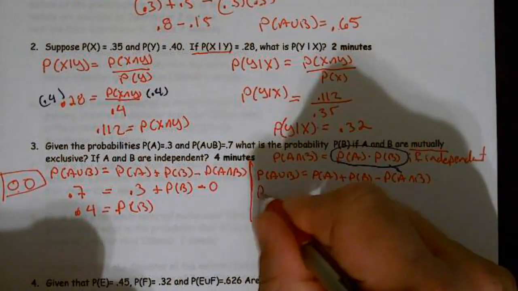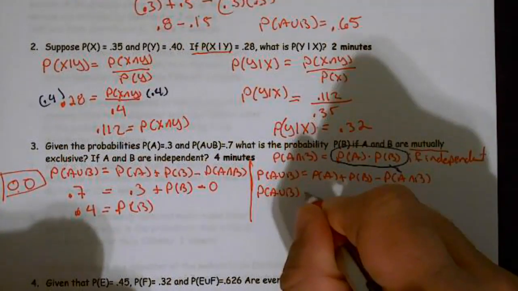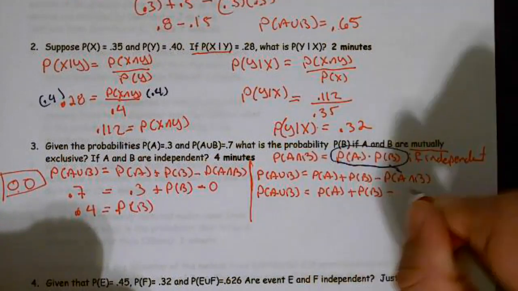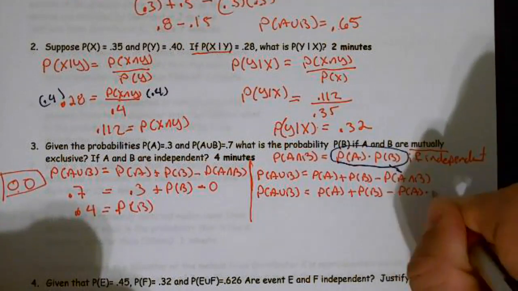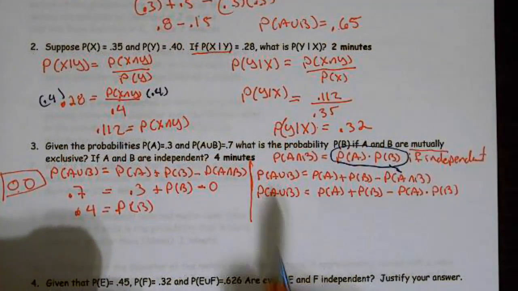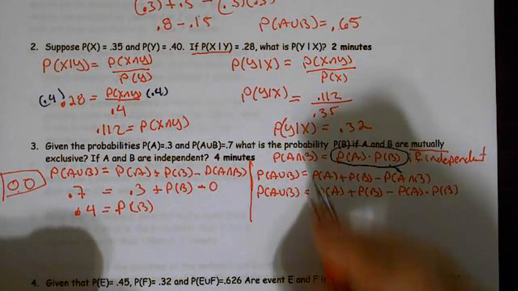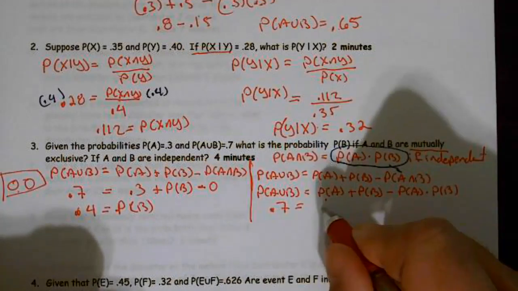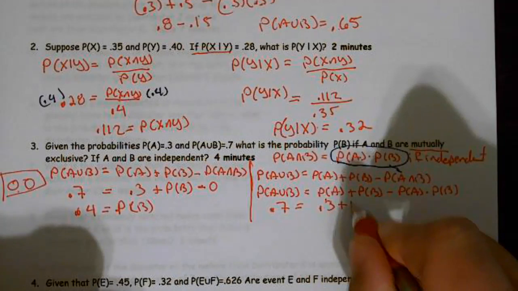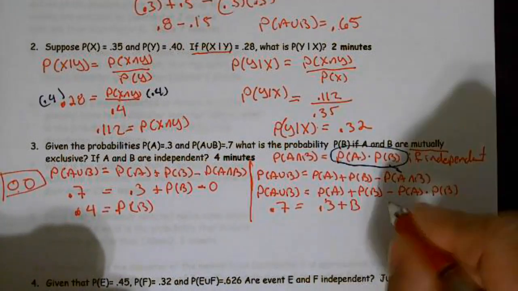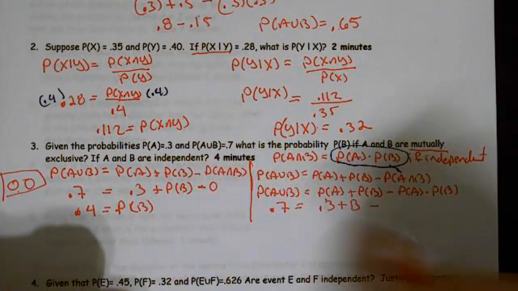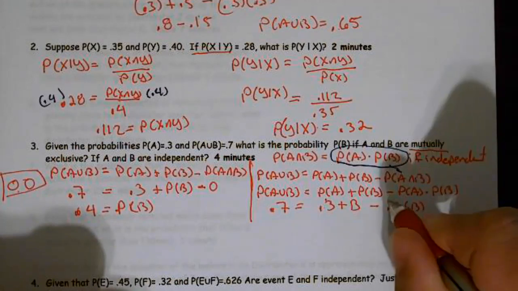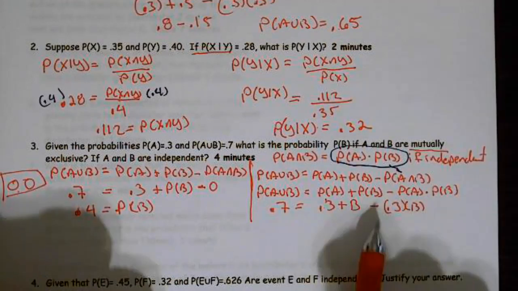So I have the probability of A union B equals the probability of A plus the probability of B minus the probability of A times the probability of B. So I'm going to start plugging in, and A union B is 0.7. A we don't know, so this is 0.3. And I'm just going to call that B just to make it easier. Minus 0.3 times B. Because once again, we don't know B, but we have all this.